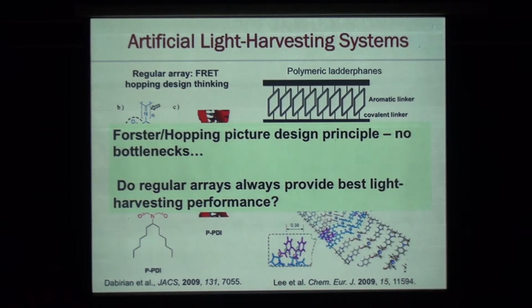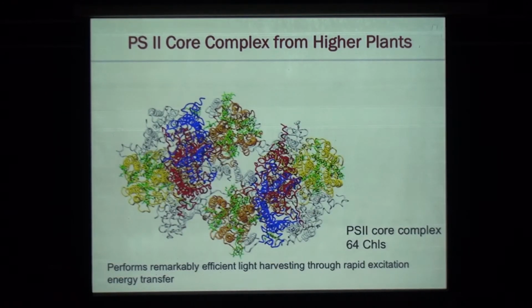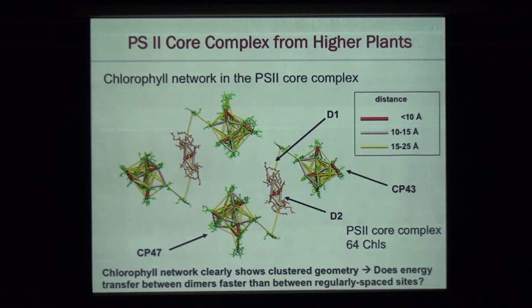It's basically some sort of incoherent hopping type of picture. But do regular arrays always provide the best light harvesting performance? That's the question we ask. Now, if you look at the photosynthetic complex, this is the PS2 core I already showed, and the chromophores within it, you see they are not regular at all. And there are clusters of chromophores, and the cluster-like structure is quite apparent here.